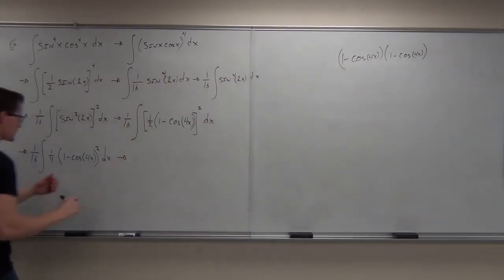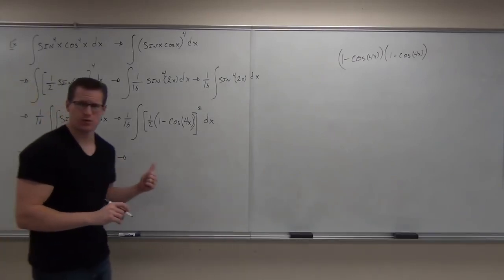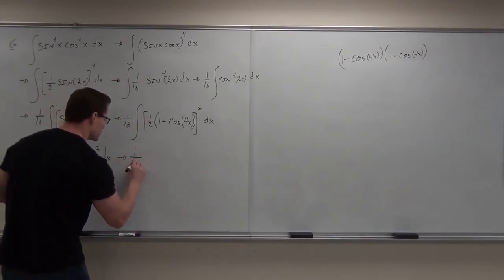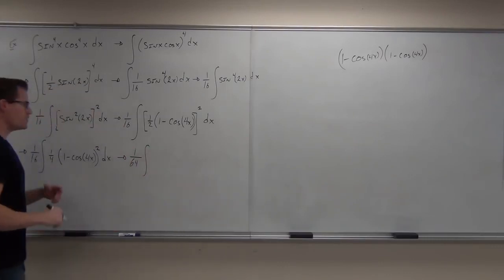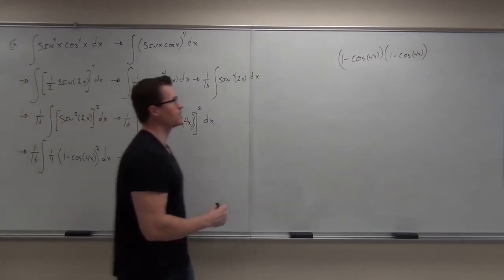What I'm going to do is I'm going to pull the 1/4 out front. We have a 1/16. We now have another 1/4. What's 1/16 and 1/4? How much are we going to get there? 1/64. Then, so this now combines for 1/64. You guys are distributing this right now for me, so hopefully you get this.